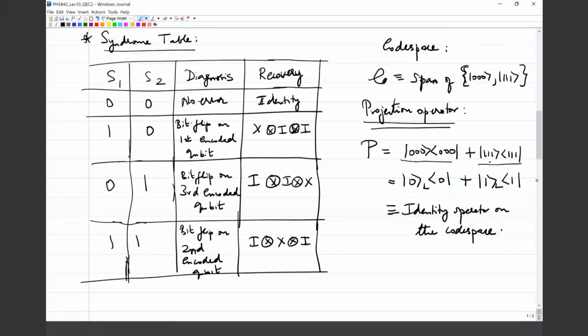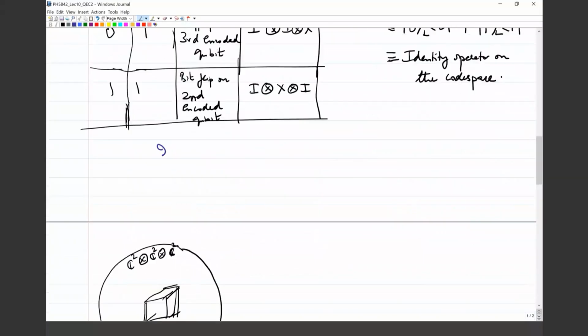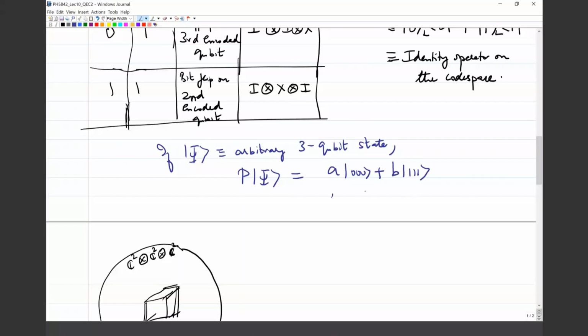So why is it a projector on the code space? If psi is an arbitrary 3-qubit state, then P acting on psi will always end up being some A 000 plus B 111, where A is nothing but the overlap of 000 with psi, that's the projection, and B is the overlap of 111 with psi. So this is what I mean by a projector on the code space.